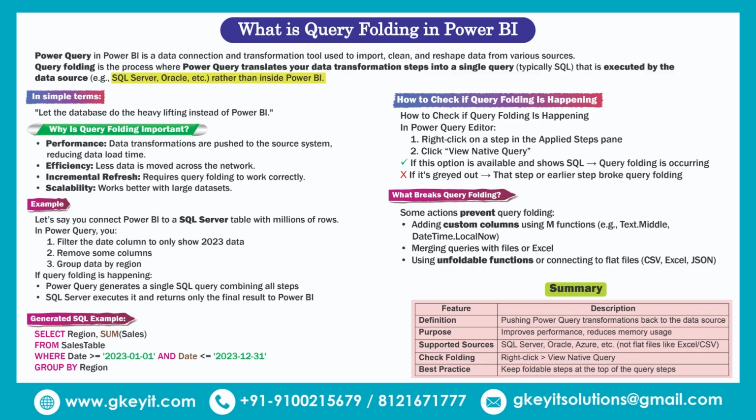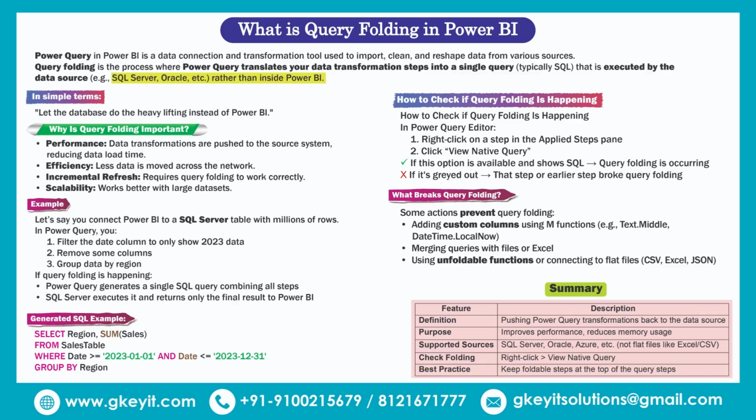For example, let us say you connect Power BI to a SQL Server table with millions of rows. In Power Query, you filter the data to only show 2023 data, and you remove some columns. You can group data by region. If query folding is happening, Power Query generates a single SQL query combining all steps. SQL Server executes it and returns only the final result to Power BI.